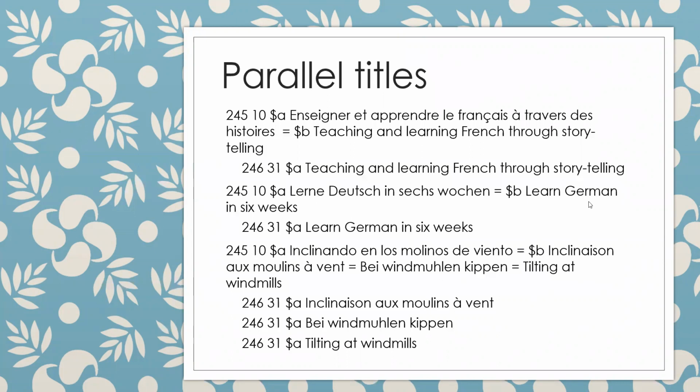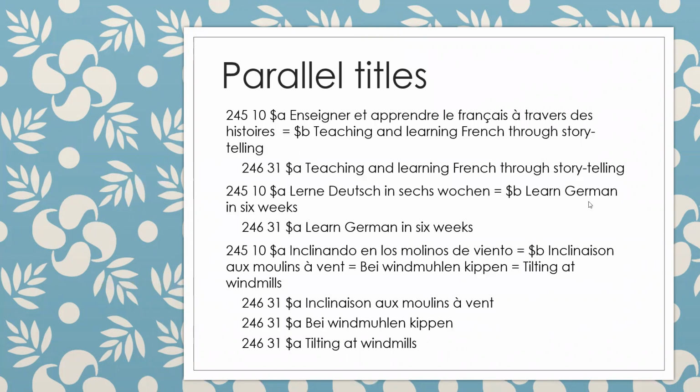If a title page has titles in 2 or more languages, use field 245 for the full title, title proper, and parallel titles. Use field 245 subfield A for the first title, and field 245 subfield B for all parallel titles, which if you look at the last example, that will show you how to do that. And the last example is in Spanish, French, German, and English. So let's look at our first example.